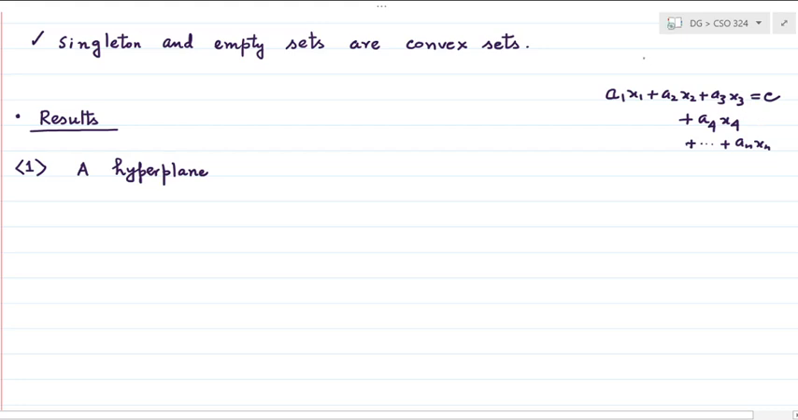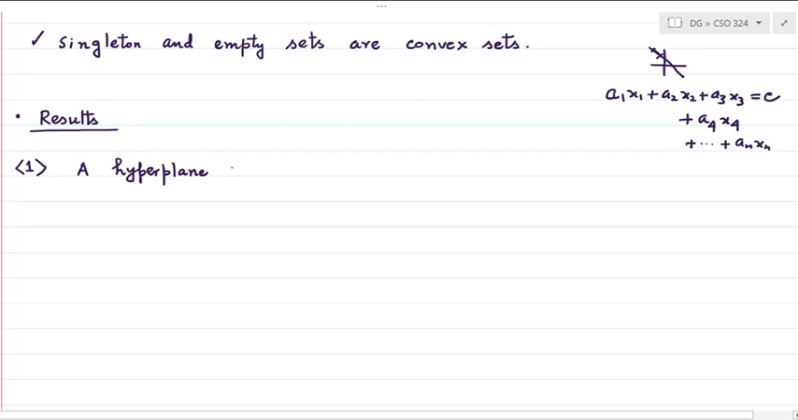For instance, consider the two variable case: a1 x1 plus a2 x2 is equal to c, that is a line, and a line is a convex set because you take a pair of points inside that line, and then you join the line segment joining those two points, and that line segment is obviously inside that line, right? Therefore a line is always a convex set. A plane is also a convex set, and a hyperplane is also a convex set. How do we prove it in general?